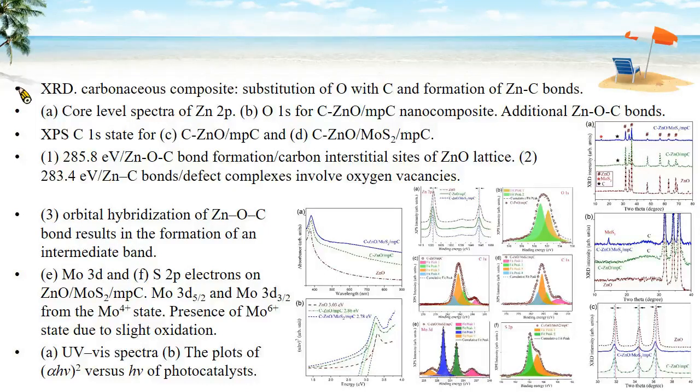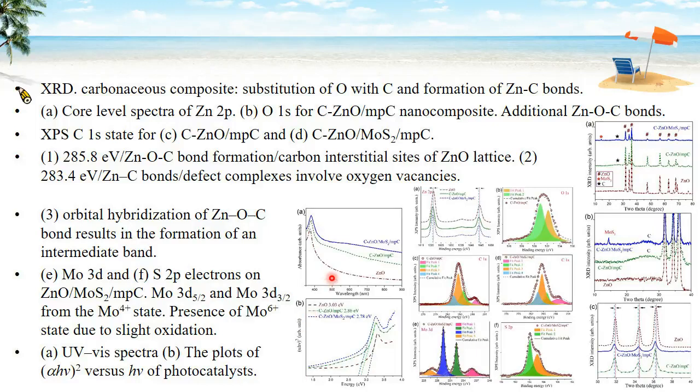The XPS result shows that the carbon was doped into the interstitial position of the zinc oxide lattice, and its possible defect complex involves Zn-C and oxygen vacancy. The orbital hybridization of the Zn-O-C bond results in the formation of an intermediate band. It can activate the visible light absorption in the carbon-doped zinc oxide. In the molybdenum 3d spectra, we confirm the Mo4+ state. We also observe the presence of the Mo6+ state, which is due to slight oxidation.